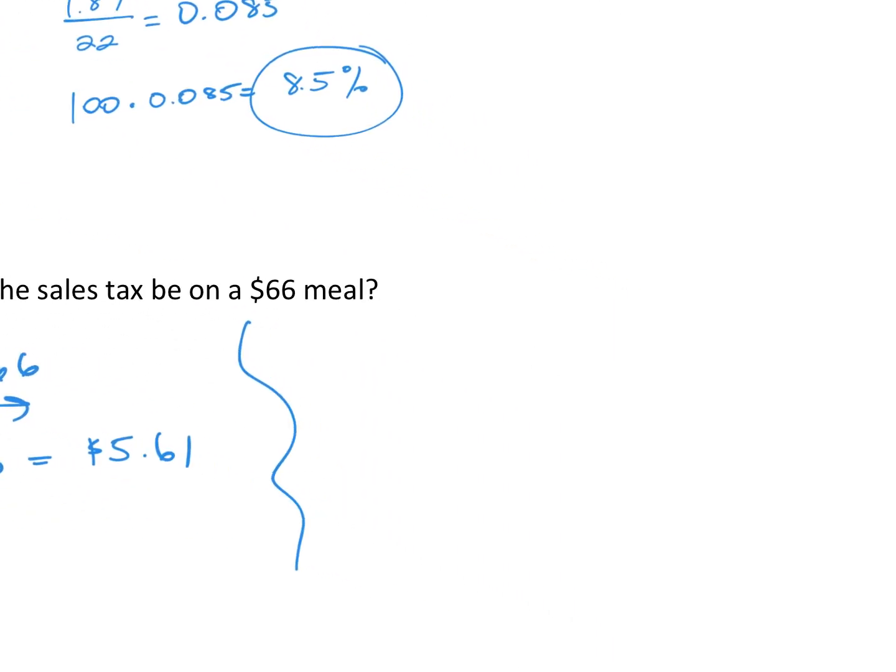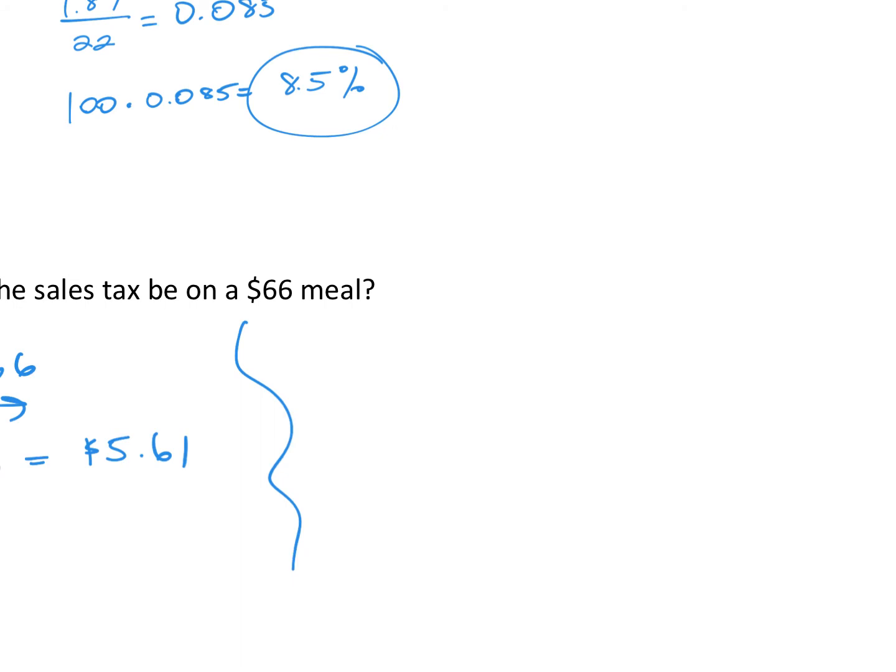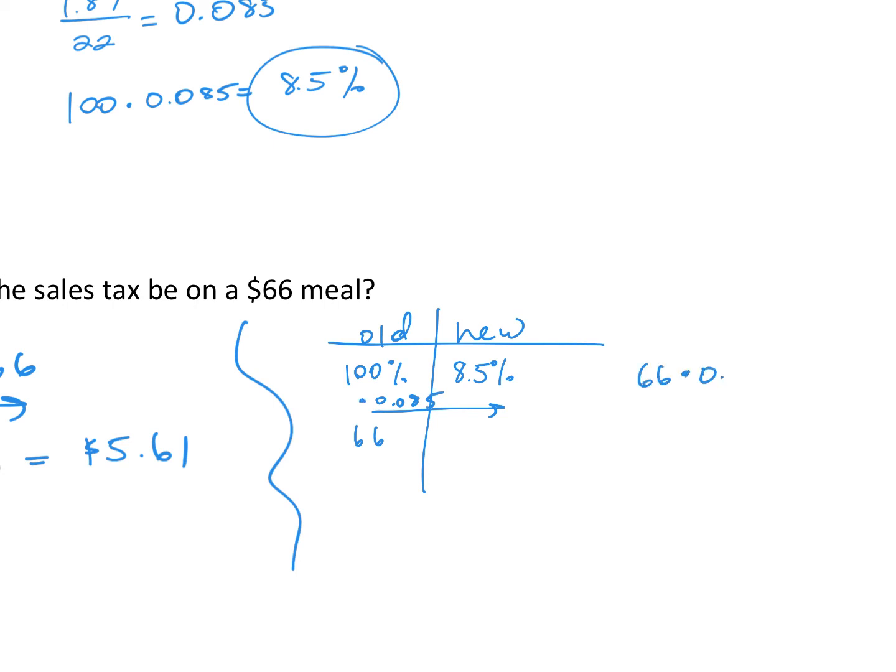But let's say you utilize our table instead. Let's go ahead and do that and see what that would look like. So we have our old versus new. So again, our 100% is old. We already know the new is 8.5%. And we just need to figure out what we have to multiply by. Oh, actually, we already know what we have to multiply by, which is 0.085. So I'm going to do 66 times 0.085, which is still $5.61.